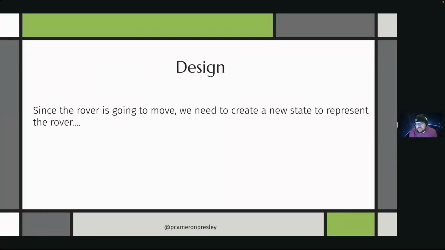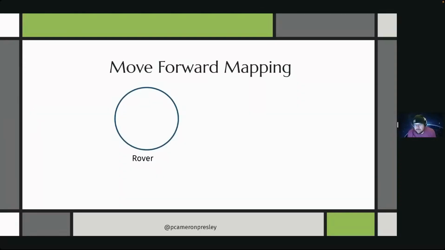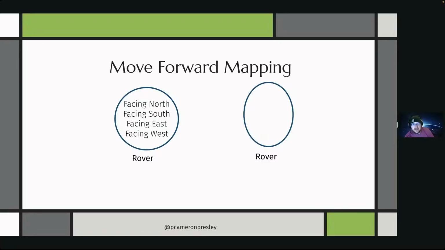We know that if this rover is going to move, i.e. its state is going to change, we have to create a new rover to represent this. So what I like to do is create these mappings. The first one is here is all rovers. And we're going to break up all possible rovers to be in one of four groups: all the ones facing north, all the ones facing south, east, and west.